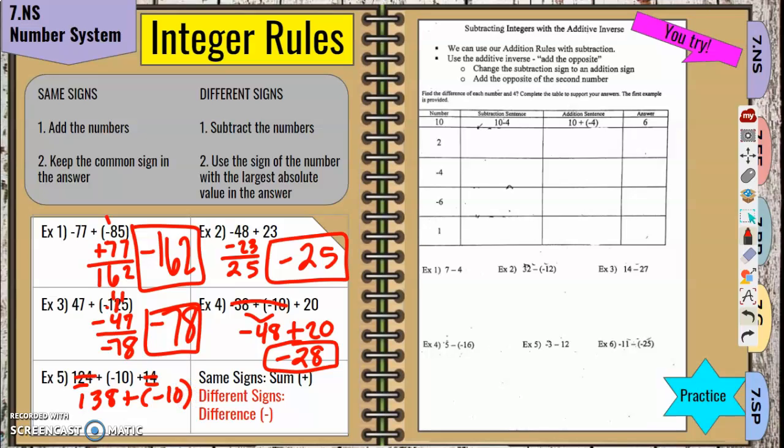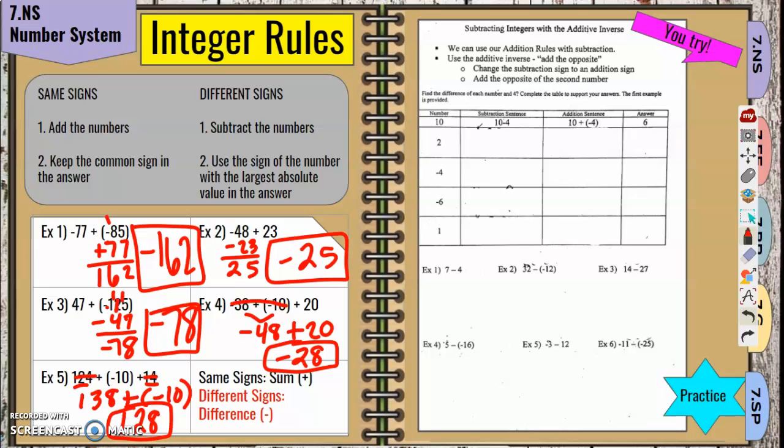138 plus negative 10. My signs are different, so I'm going to subtract. 138 minus 10 is 128. My bigger number is positive, so my answer is positive.